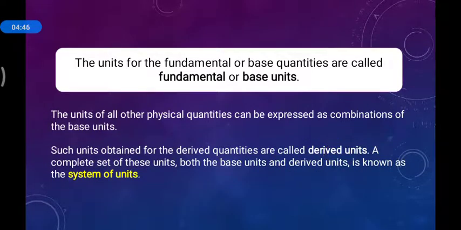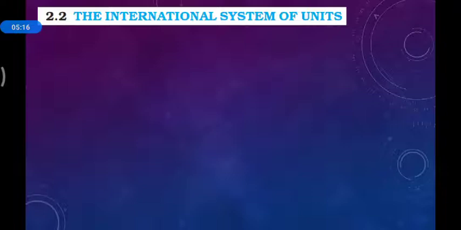Derived units are too many, but base units are only 7, or 7 plus 2, so it is 9, the complete set. I will tell you which are the seven and what the two are about, which two we will also discuss today itself. A complete set of those units, both base units and derived units, is known as a system of units. So let's start with the international system of units.